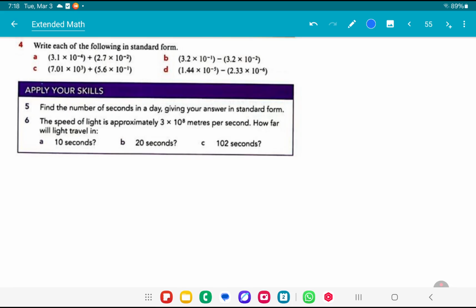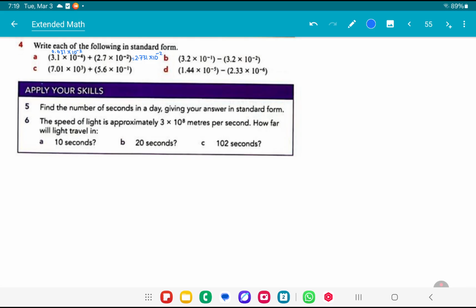For question number 4, we see that minus 2 is bigger than minus 4. So 3.1 multiplied by 10 raised to the power of minus 4, we change into 0.031 times 10 raised to the power of minus 2. So 0.031 plus 2.7 equal to 2.731 multiplied by 10 raised to the power of minus 2.